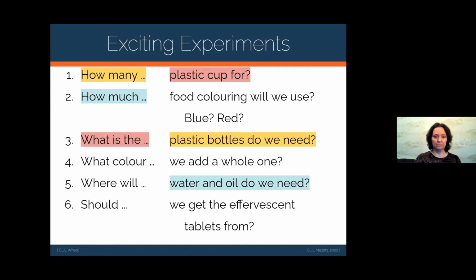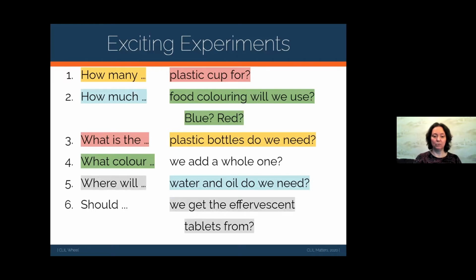What is the plastic cup for? What color? I'm helping here with using the word food coloring and giving 2 colors. So what color food coloring will we use? Blue or red? Where will we get the effervescent tablets from? And I accept that my students may not have heard this word, effervescent, but I suppose tablets would be okay.